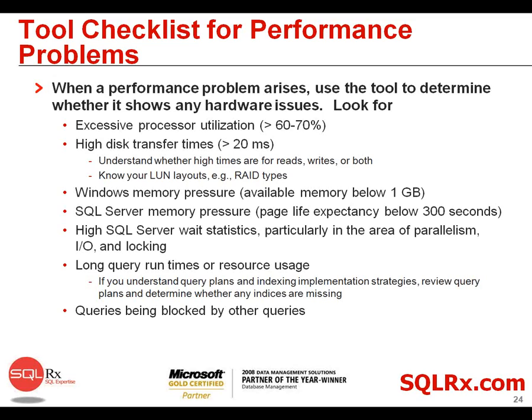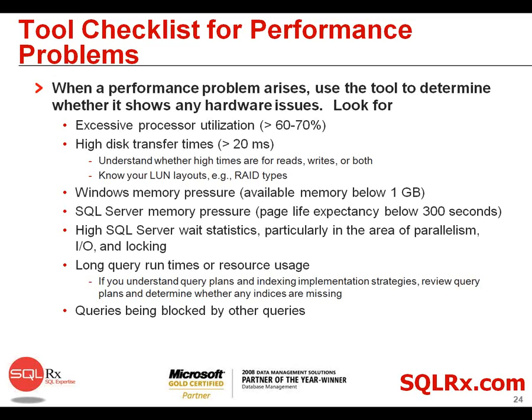High wait statistics, particularly in the areas of parallelism, I/O, and locking. If you see lots of that going on, then you've got some issues. Parallelism means that a query was broken up into lots of pieces, and then some of the pieces finish before others, and so you're waiting for all those pieces to finish so you can combine the results. This generally means that a query is really big, and it may be so big that it could be hurting the system, or at least not designed properly.